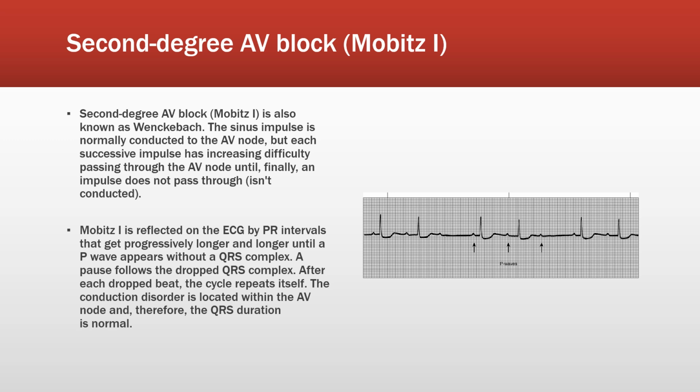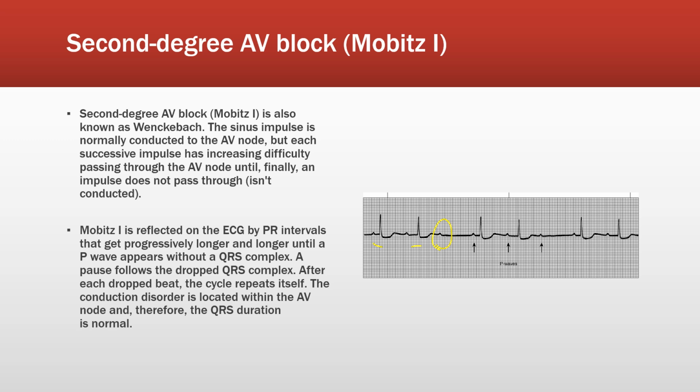Also, it's a Mobitz 1, also known as a Wenckebach. This is where the impulse gets longer and longer until it drops. So, meaning your PR interval, you can see here, you have a PR interval, and you get a little bit longer, and then you have a P wave that's not followed by a QRS complex. So that's where the impulse, when it was traveling, just dropped. It didn't make it all the way to the ventricles.